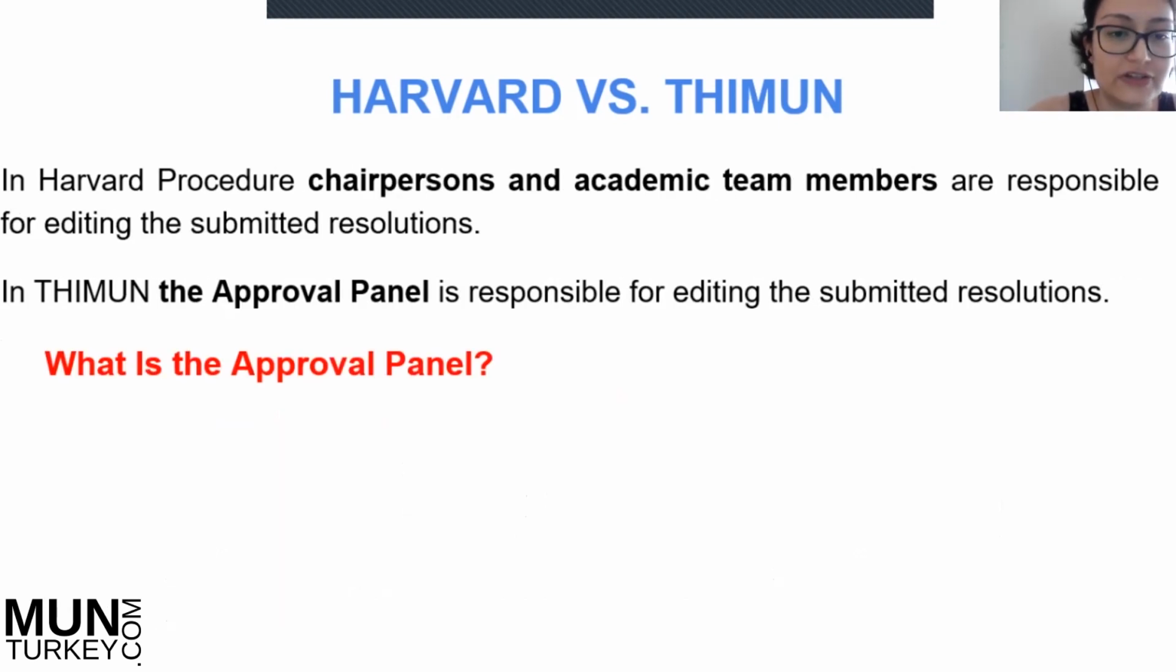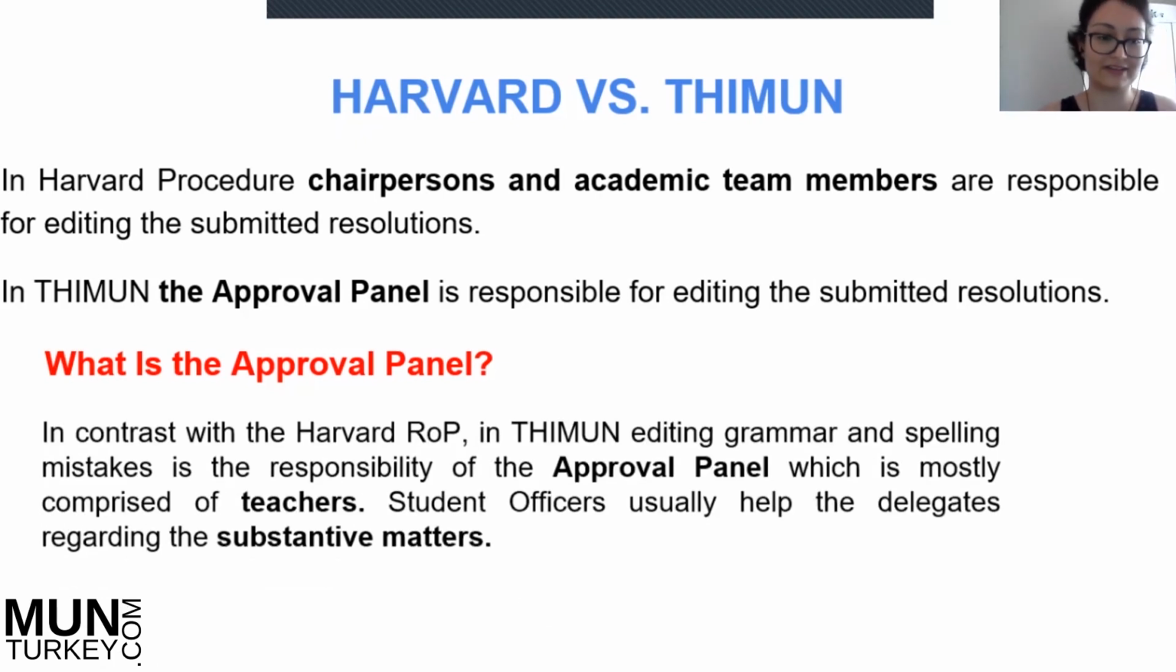So in Harvard procedure, chairpersons and academic team members are responsible for editing the submitted resolutions. As you all know, in Harvard, when you submit your resolution, the chairperson, your USG, maybe your academic assistant, check the resolution for spelling mistakes or mistakes regarding the content of the resolution. However, in THIMUN, the approval panel is responsible for editing the submitted resolutions. So in THIMUN, there is a completely different group of people who edit the resolutions, which is called the approval panel. So let's have a look at what an approval panel actually is.